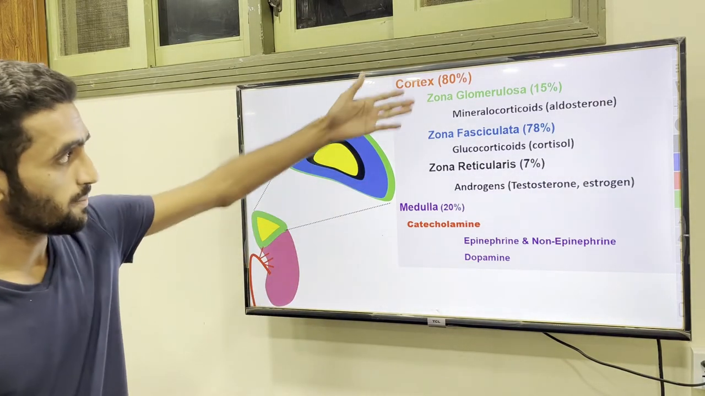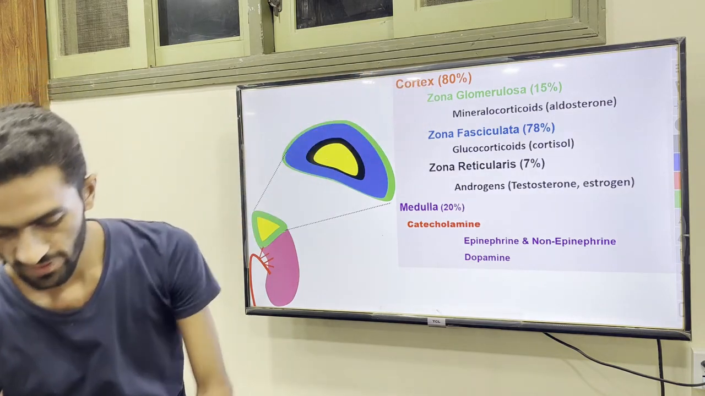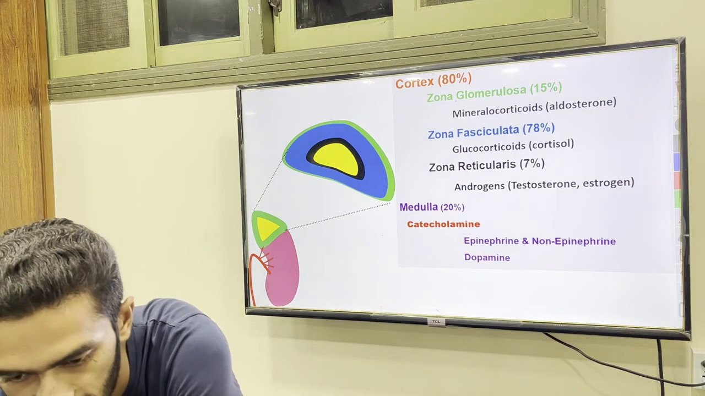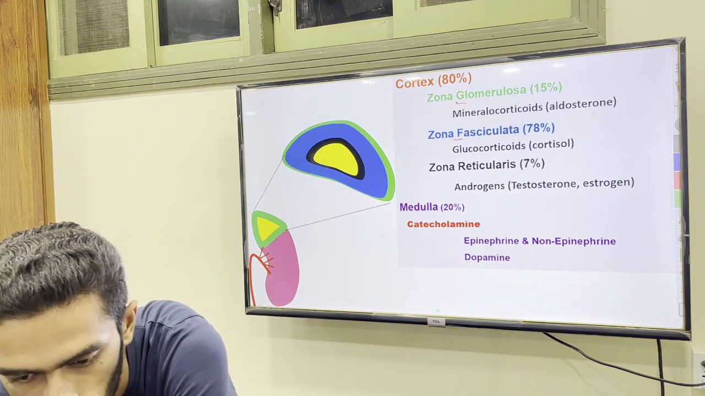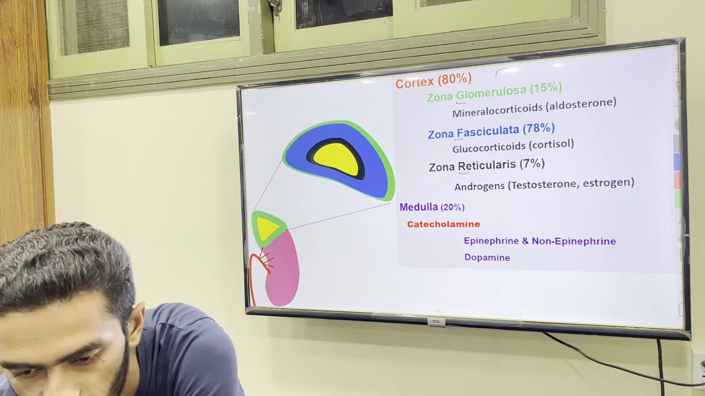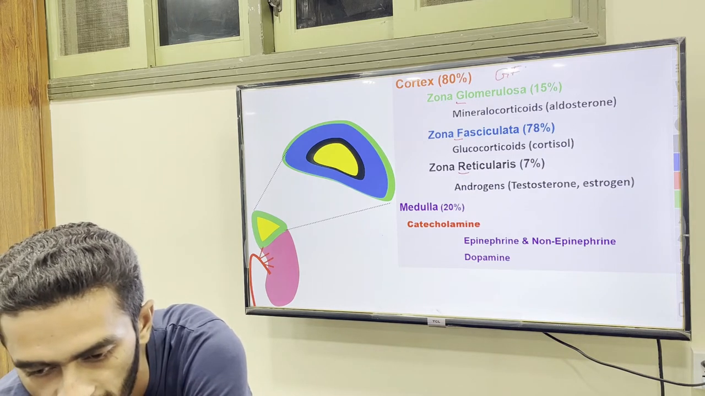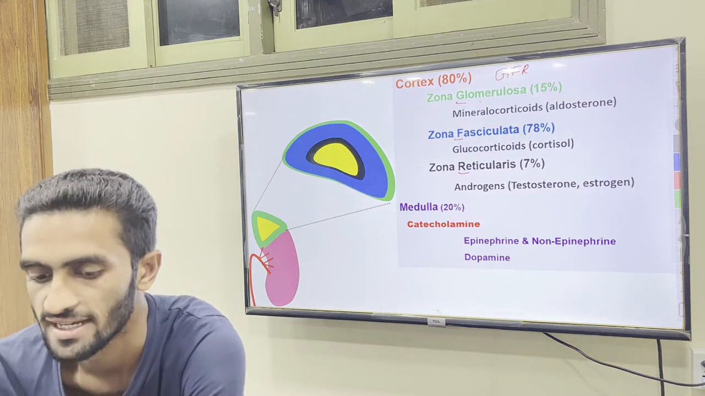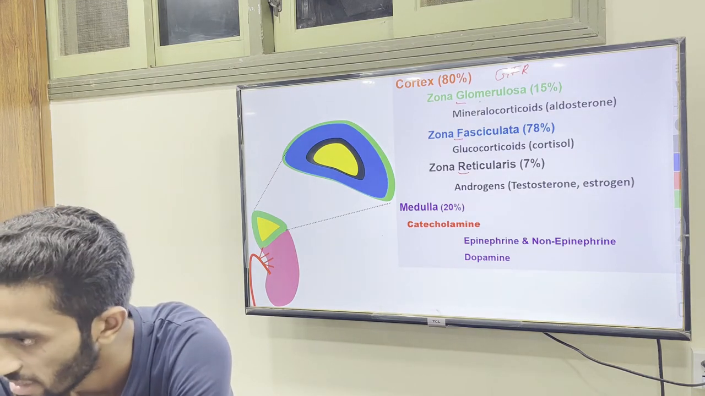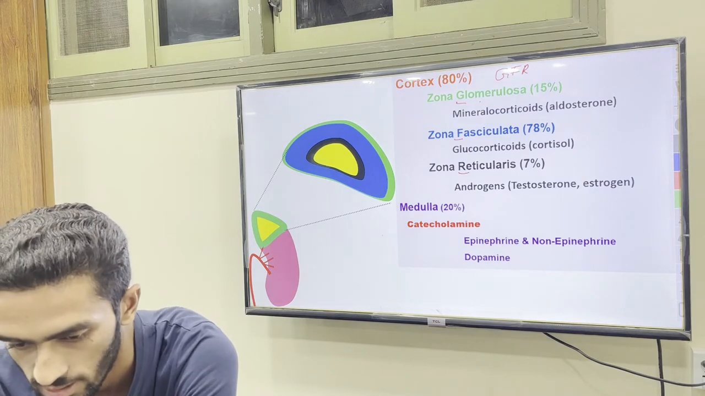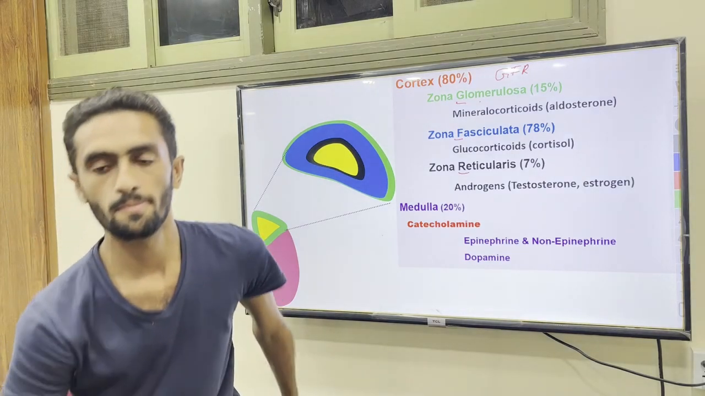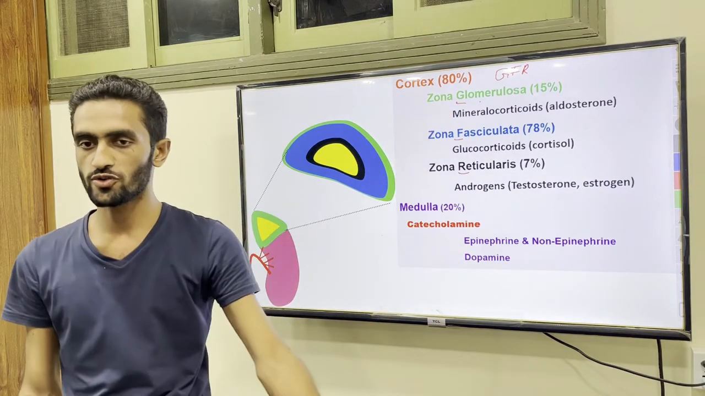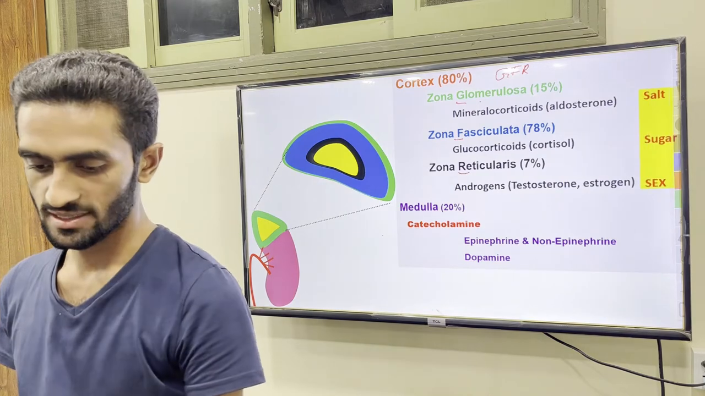The important thing is to memorize this. An easier way is to just follow these letters: GFR. So the layers are glomerulosa, fasciculata, and reticularis, and the middle one is the medulla, which is 20%. Another important thing is to understand the hormones. An easier way: as you go deeper, you enjoy more. What does it mean? Let's look.